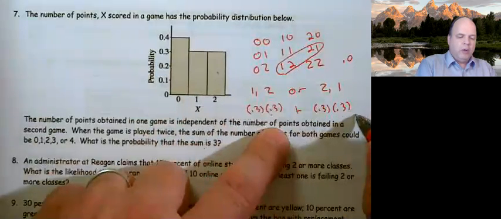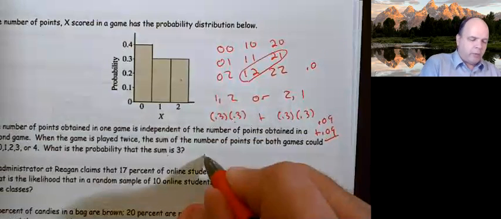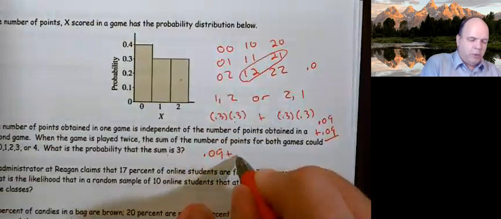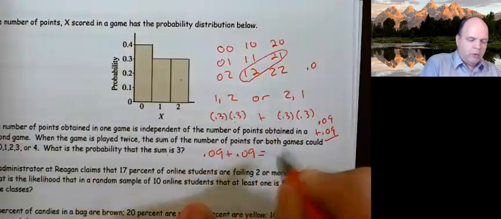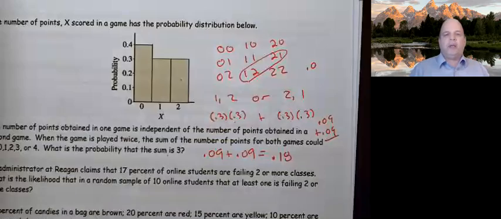I ran out of room. 0.09 plus 0.09. And so the answer to number 7, and I'm going to write that here, 0.09 plus 0.09 equals 0.18. So the answer to number 7 is just plain old 0.18.